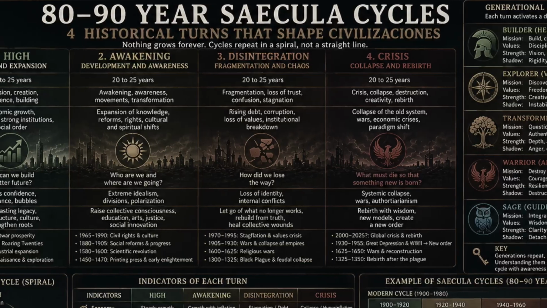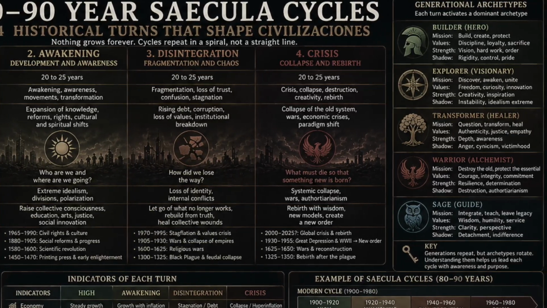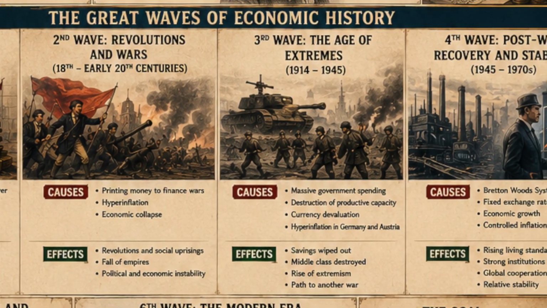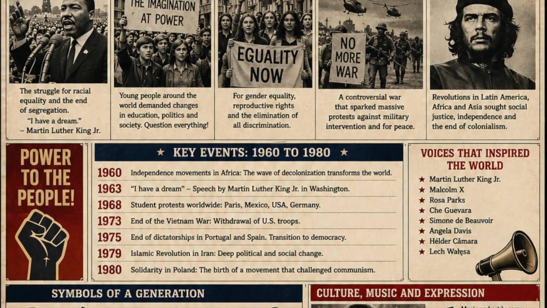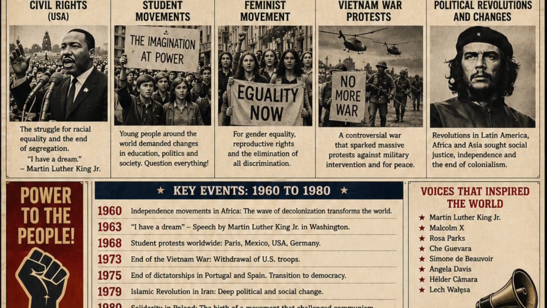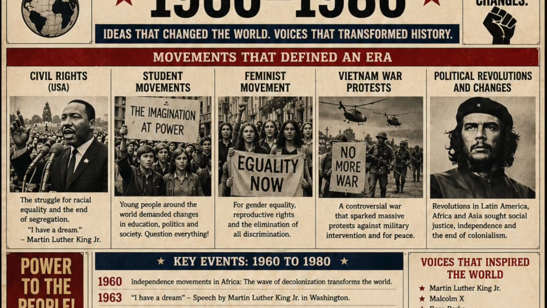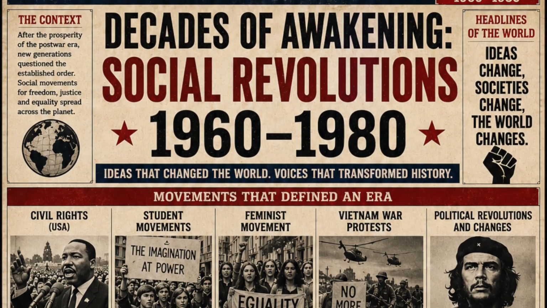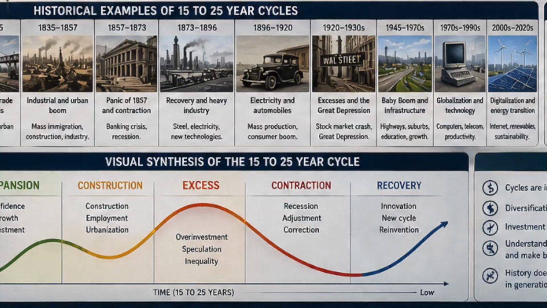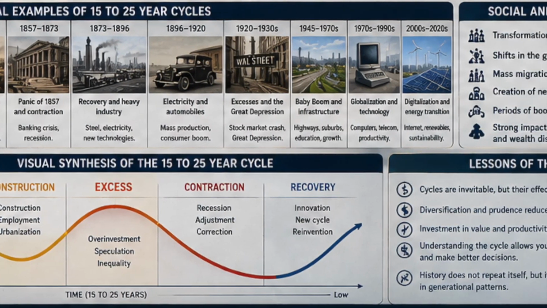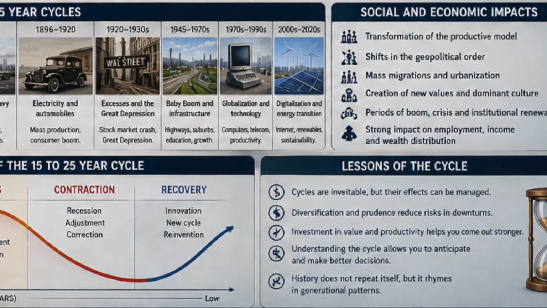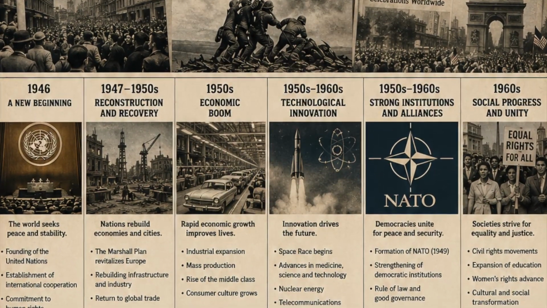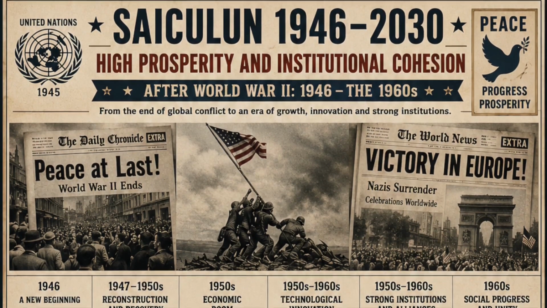The 4 turnings, eras. High: strong institutions, collective optimism, for example, the post-World War II era, 1946 to the 1960s. Awakening: spiritual revival, rebellion against conformity, for example, the cultural revolutions of the 1960s and 70s. Unraveling: rising individualism, institutional decay, for example, the late 1980s to the early 2000s. Crisis: societal upheaval and reconstruction, for example, the Great Depression/World War II era, arguably 2008 to 2030 today.